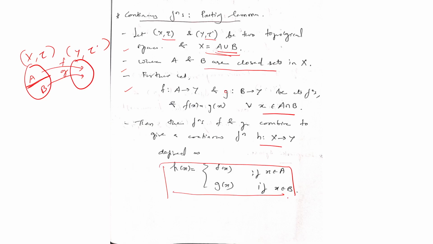So basically, in the pasting lemma, you need to have two sets whose union will give you X, where A and B are closed sets in X. Further, if f is from A to Y and g is from B to Y, both continuous functions, then on the intersection you will get f(x) equal to g(x). Then you can form such a function h(x).